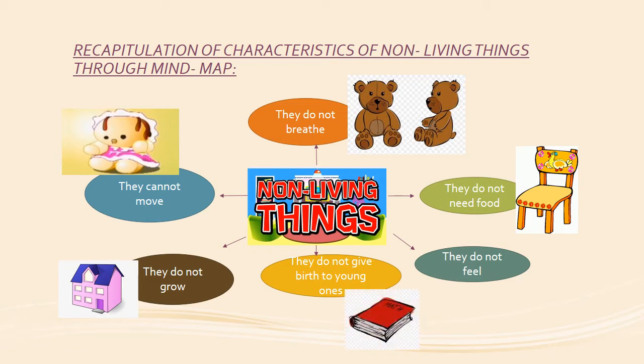The fifth characteristic, they do not give birth to young ones. This is a mathematics book, and does it produce its own kind? No. It will always remain one. The sixth characteristic, they do not feel. You have seen the crayons, you use them for coloring. When we use these crayons, the size decreases day by day. But have you seen the crayons crying or feeling something when their size decreases? No, they do not feel.